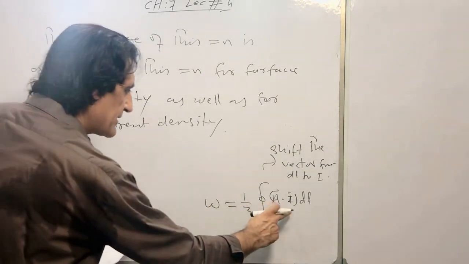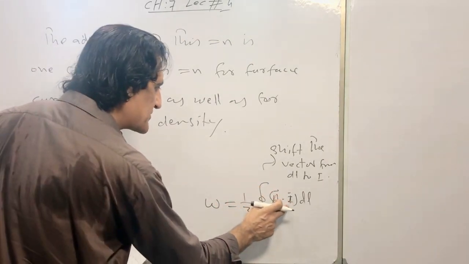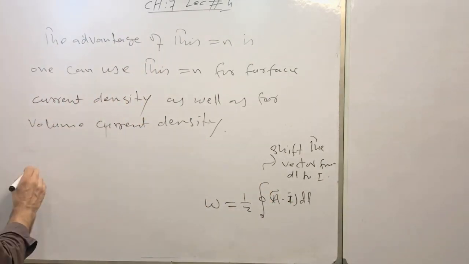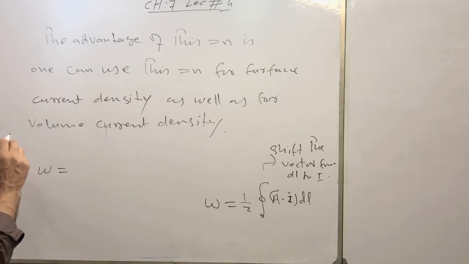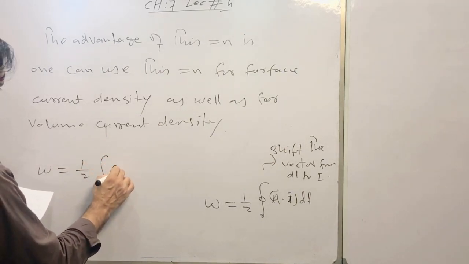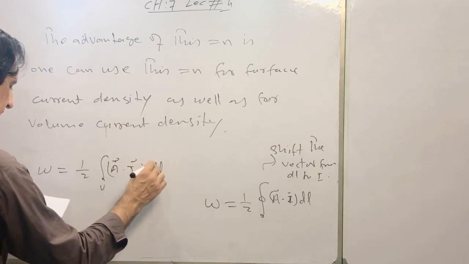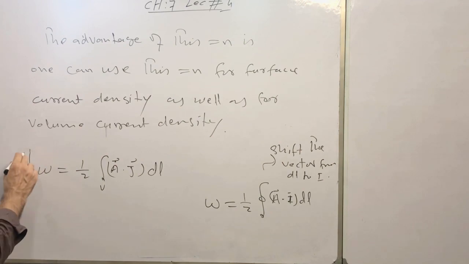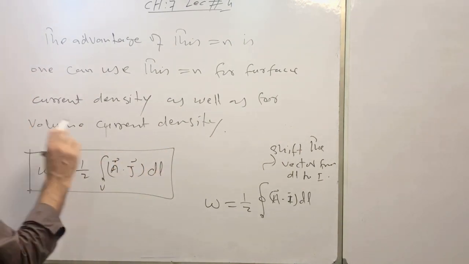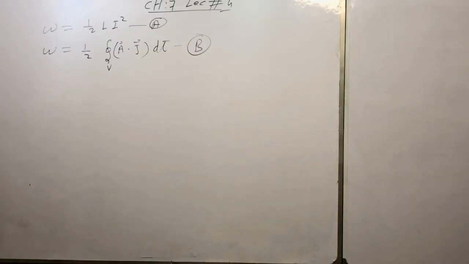For example, if I write down this equation for a volume current density, then I must be replaced by J, and then we may have the equation 1 over 2 integral over V of A dot J dτ. And let's label this equation as B. We found two equations, A and B, from the previous calculation.